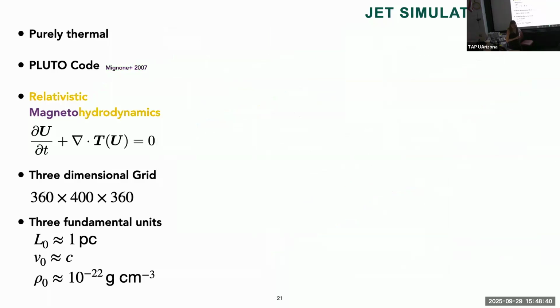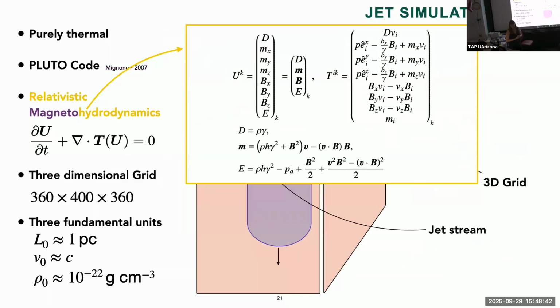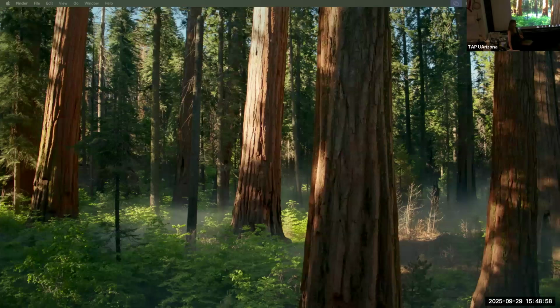For the relativistic hydrodynamic part, it's based on a conservation law, and it includes thermal parameters like the density, the pressure, the magnetic field, and the velocity.